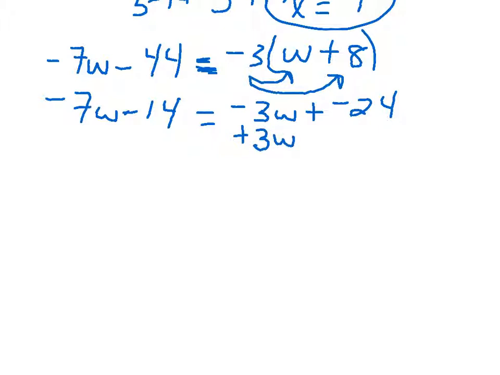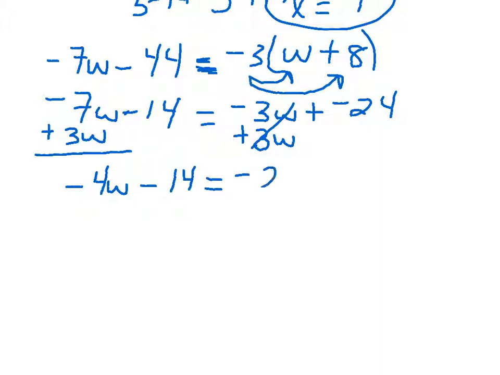So negative 3w plus 3w goes to 0 w's. And since I added 3w on that side, I have to add 3w to that side. What's negative 7 plus 3? That's going to give us negative 4 w's. Our 14 we haven't played with yet. And then on this side, the only thing we have left is that negative 24.